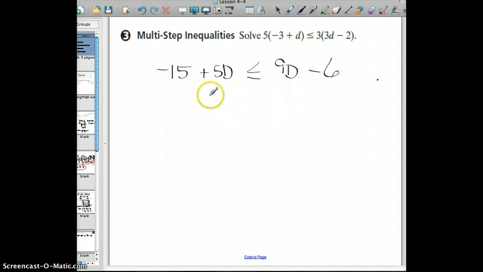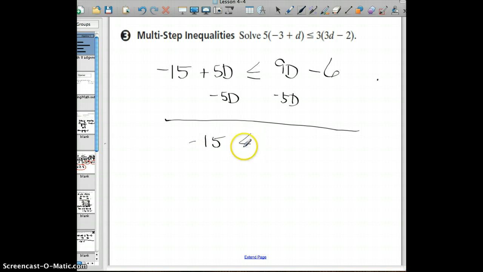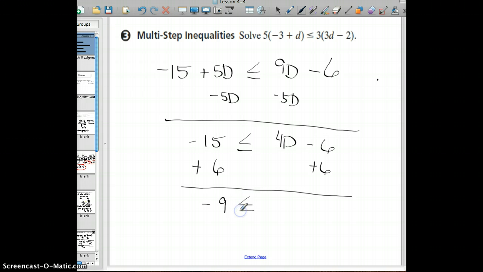Combining like terms, I'm going to subtract 5d from both sides. That's my first step. Some of you may do this a little differently, but I think your results should be the same. Minus 15 is left on the left side. We have a less than or equal to 4d minus 6. Now I'm going to add 6 to both sides so that my variable is left on the right. I add 6 to both sides, and I'm left with a negative 9 is less than or equal to 4d.